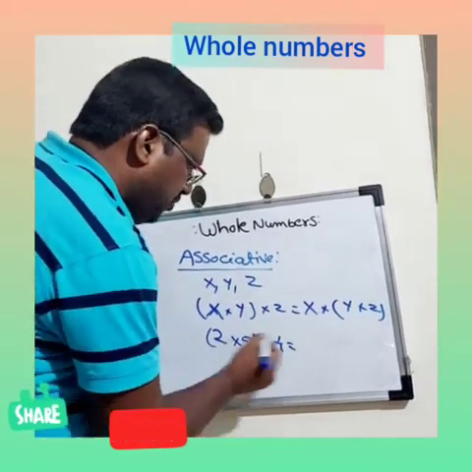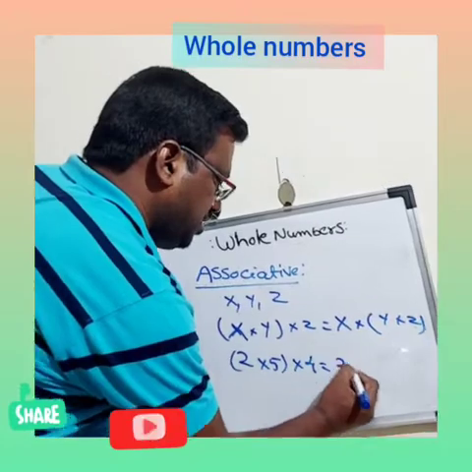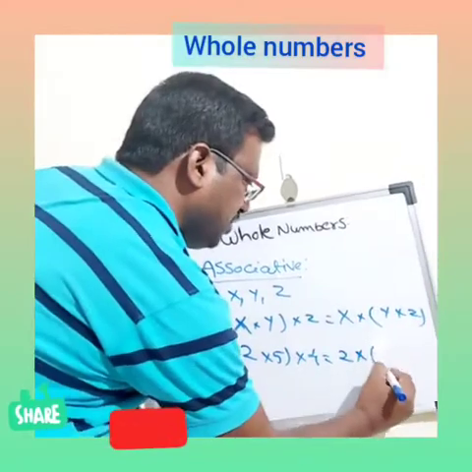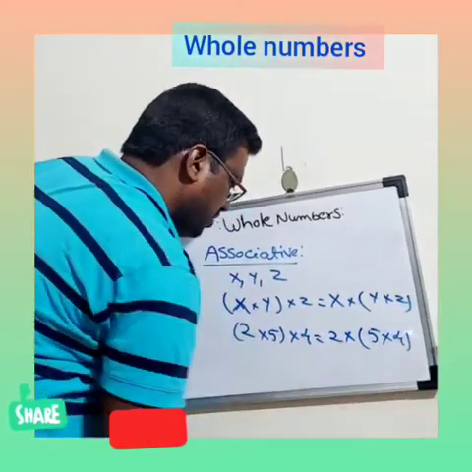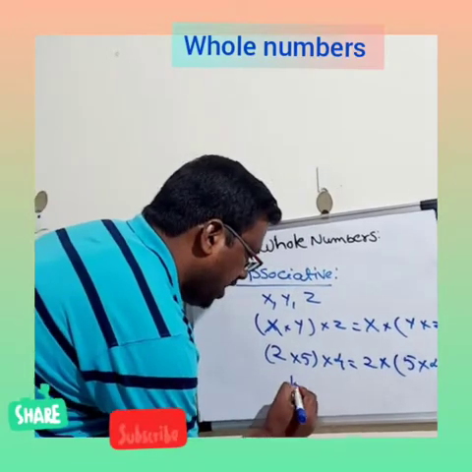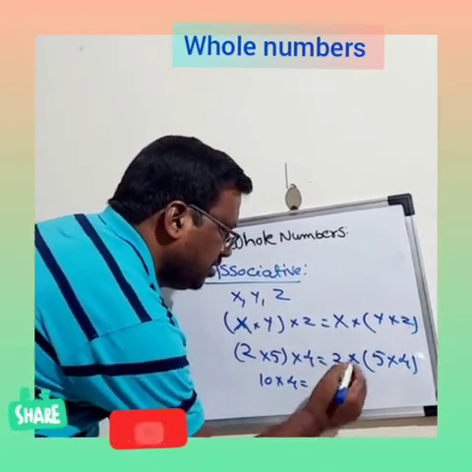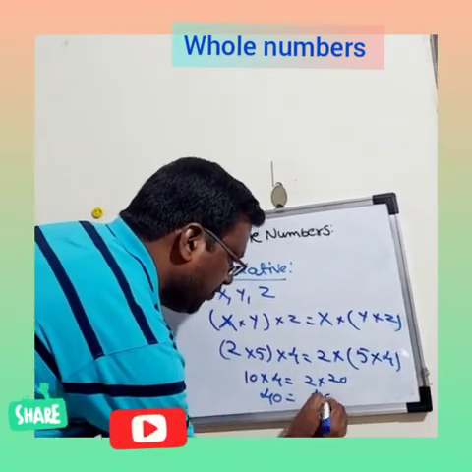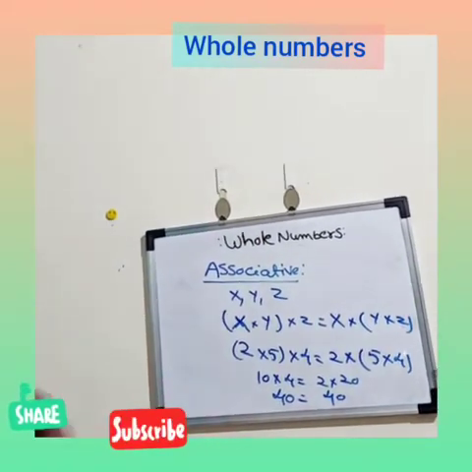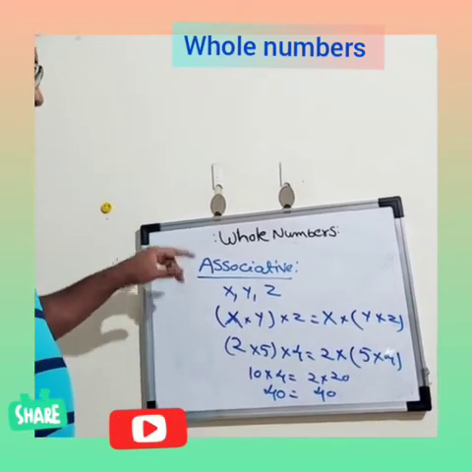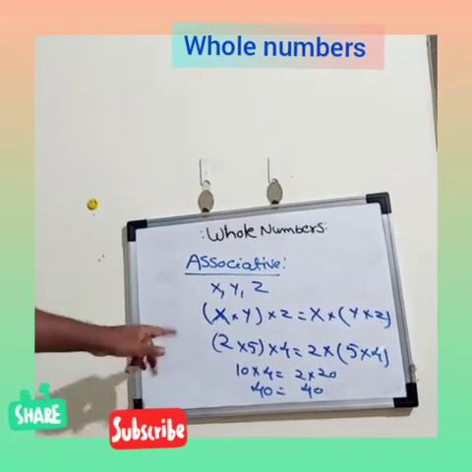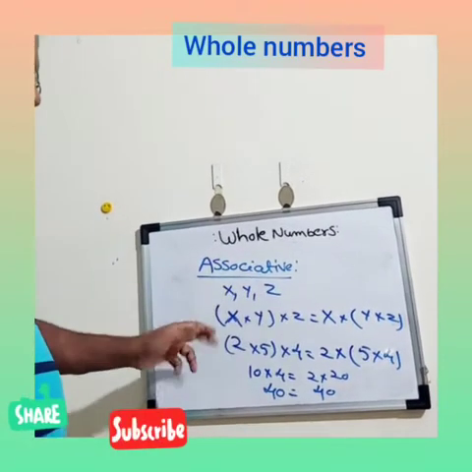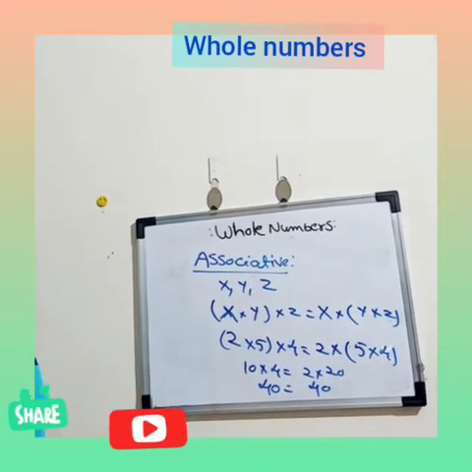Similarly, what is the logic here? x is 2, and y into z, where y is 5 and z is 4. 2 into 5 is 10, 10 times 4 is 40. Similarly, 2 into 20 is 40. So 40 is equal to 40. So what does this property tell us? Whole numbers are associative under multiplication. Why? Because if you take any three whole numbers x, y, z and multiply in any sequence, the result will be the same.